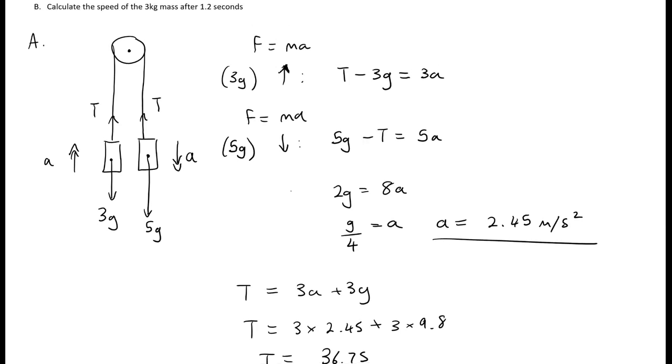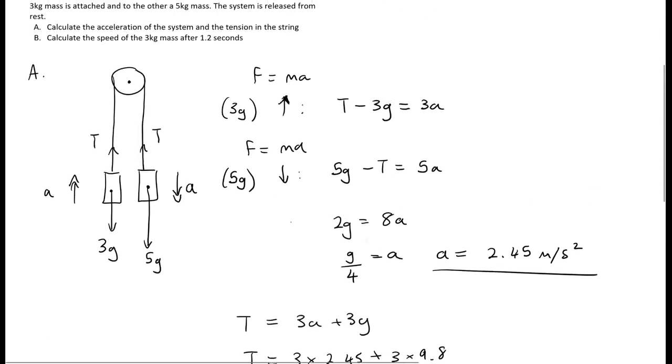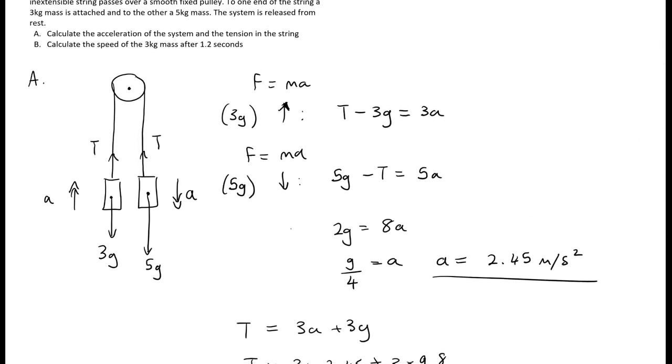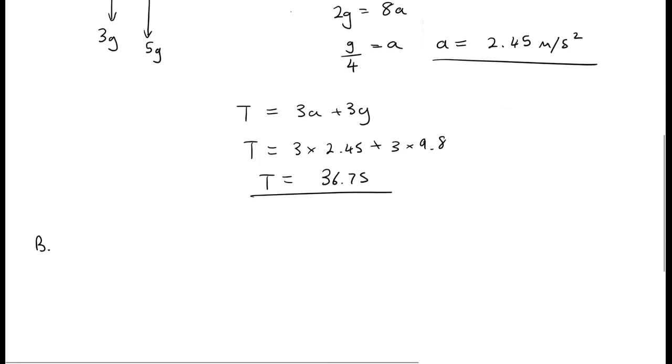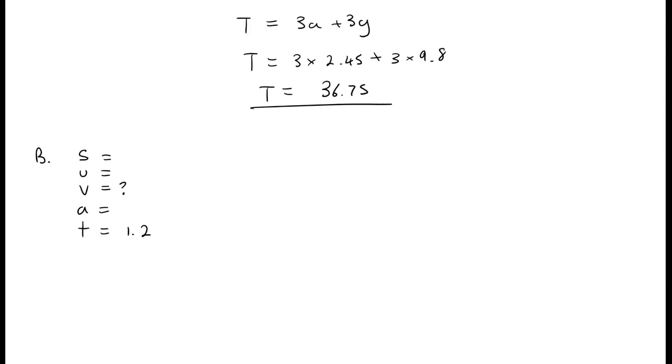Okay. And then in part B, calculate the speed of the 3 kilogram mass after 1.2 seconds. Any question that's mentioning time and speed, as if speed can change, is almost certainly a SUVAT problem. So before thinking too much about the question, it's worth just getting organized. Now we're dealing with 1.2 seconds. The final speed is what we're interested in.